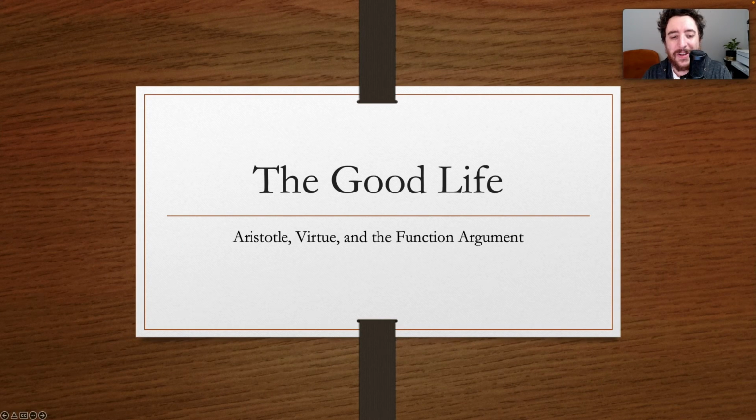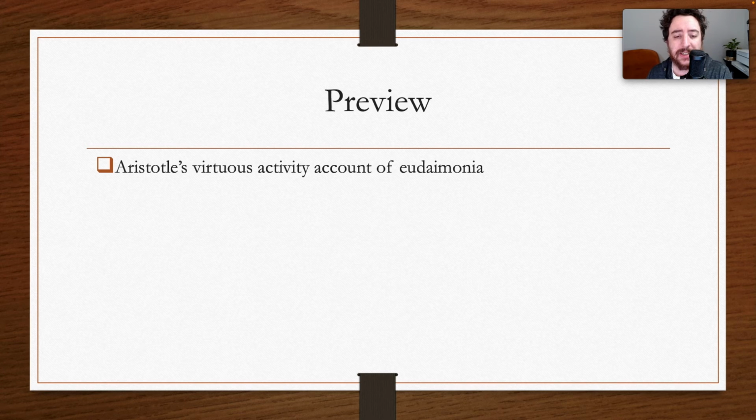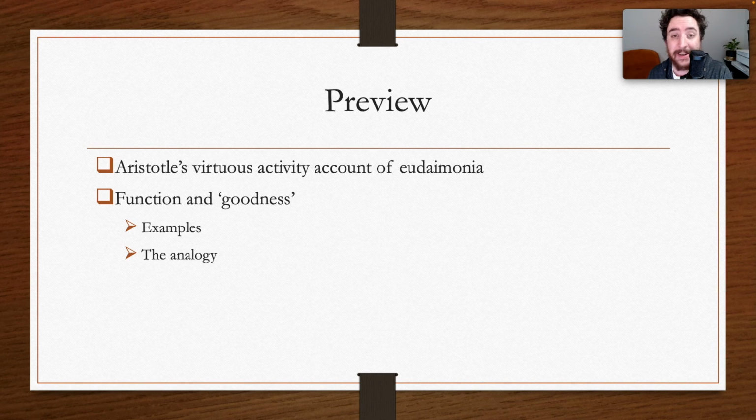Hi there, everybody. So this video is going to continue talking about the good life and Aristotle, specifically his function argument. We'll start the video just by introducing Aristotle's virtuous activity account of eudaimonia. We'll then talk about function and its relation to goodness for Aristotle by giving some examples, developing an analogy, then leading into the function argument.